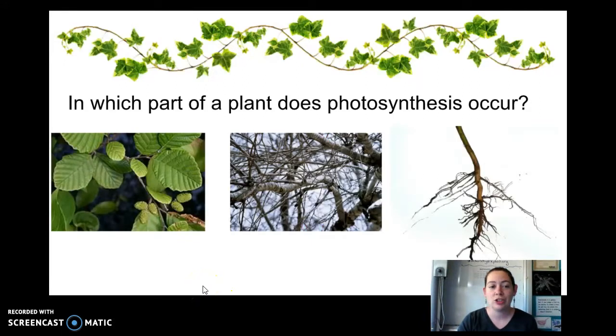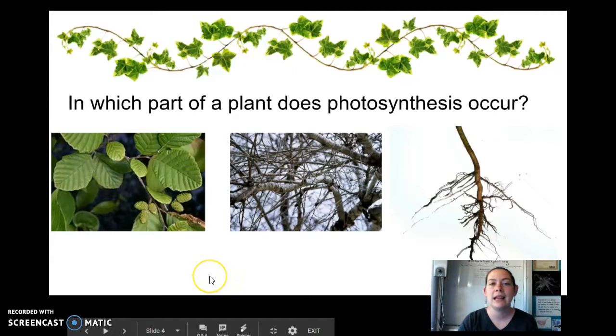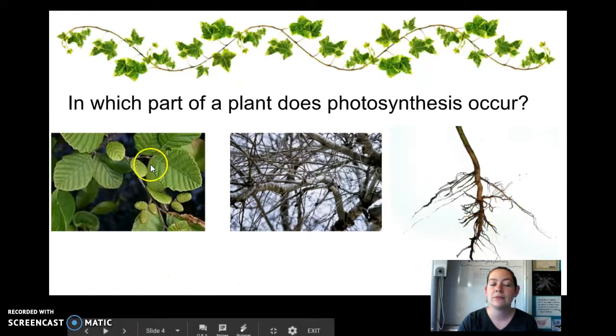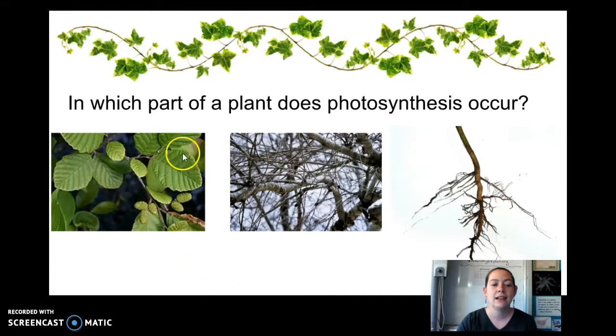Now, pop question, in which part of a plant does photosynthesis occur? Is it the leaves, the branches, or the roots? Well, if you said leaves, you're right. And the trick to knowing which part of a plant is doing photosynthesis is looking at the color. Basically, any part of a plant that is green, there's photosynthesis going on in that part of the plant. Well, that's important to remember.